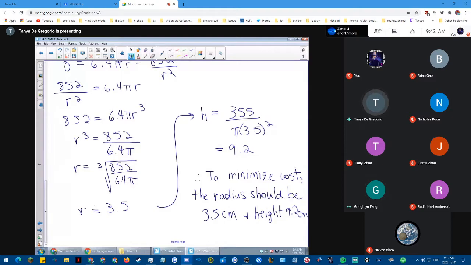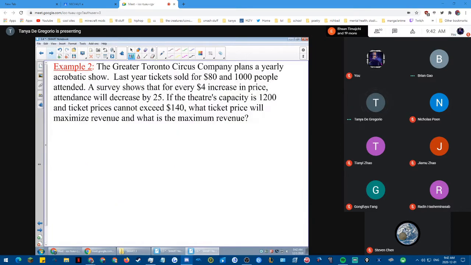So to minimize cost, the radius should be 3.5 centimeters. Right there, I think we're done. Do I need to do restrictions here? No. I told you guys for volume, we don't need to worry about restrictions. So we're not going to do restrictions. Restrictions are only for area. You got it. And on the test, I will be very specific. I will say, include all restrictions, or do not include restrictions. I'll be very clear.